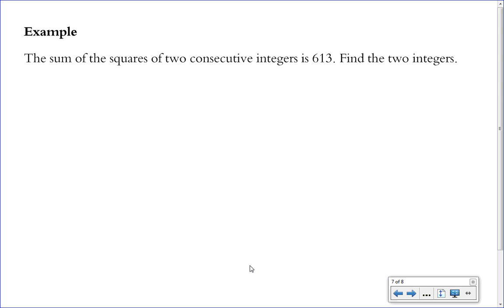Okay, this question says the sum of the squares of two consecutive integers is 613. One tricky part of this question is that some of you may not know how to represent consecutive integers. Consecutive just means perfectly in a row, one after the other. So we can express the first integer as x, and then we'll be able to express the next consecutive integer as x plus 1.